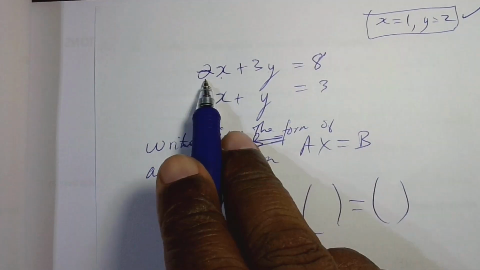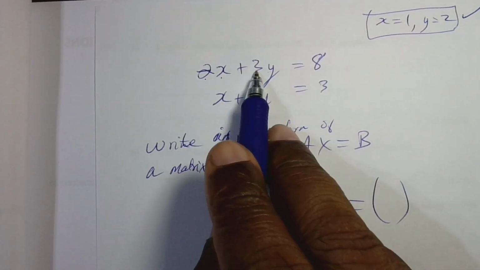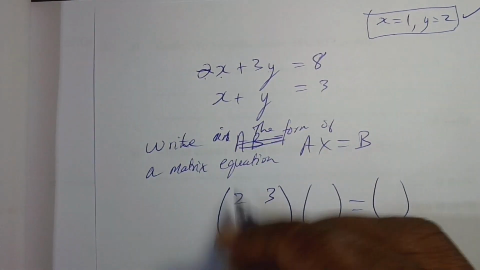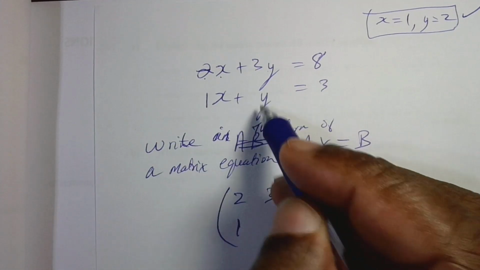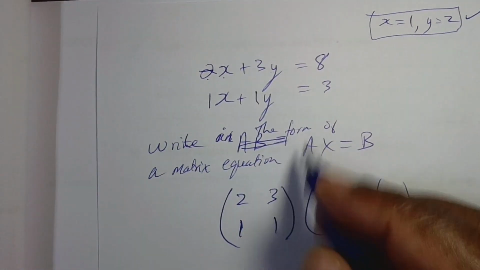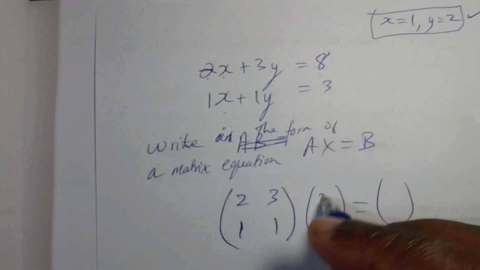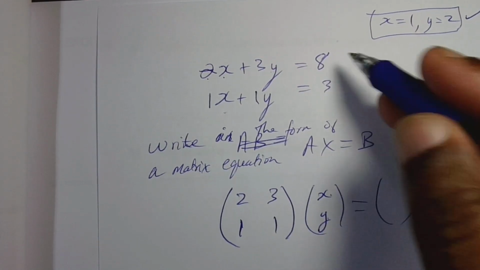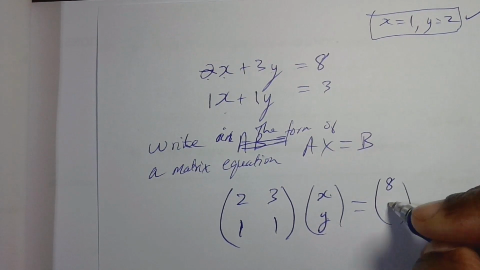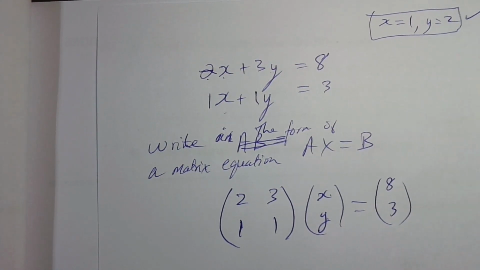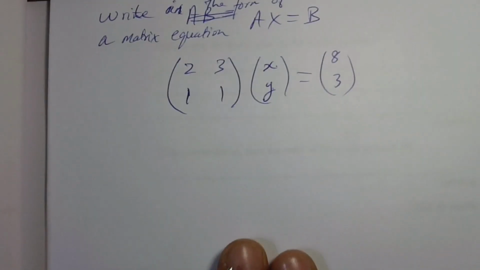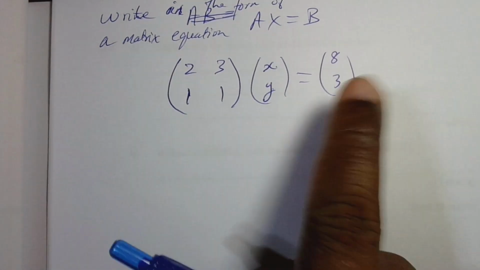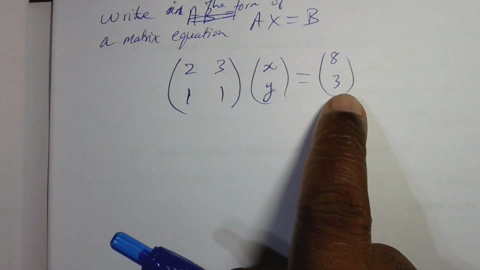Then our A matrix will be the coefficients 2, 3, 1, 1. Pull the 1s from here, because there's a 1 in front of x that we don't usually write, and a 1 in front of y. We take the variables x and y, put the x on top, y below, and the 8 and 3, the constants, we put them here. And what we do next after that? Well, what we're going to do is to find the inverse of this matrix, the coefficient matrix, and multiply by this guy. That's all we do.